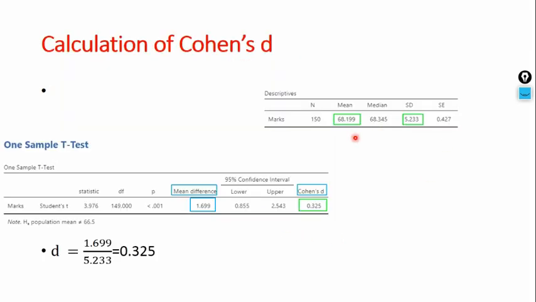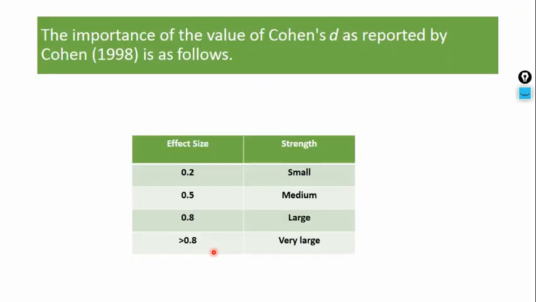We can check the mean difference. This is the mean difference, 1.66699, and this is the standard deviation, 5.233. You can calculate the D value, Cohen's D value. Yes, this is equal to 0.325. Now we have calculated Cohen's D value. Now how do we conclude the importance of the Cohen D value?